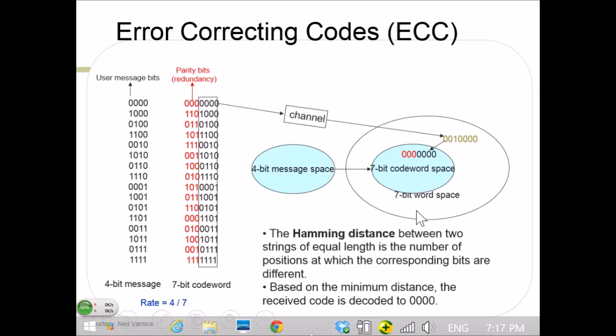So this is a crude one. Essentially we have a list, and we are computing the Hamming distance, doing all the possible combinations. But in reality, we do more sophisticated decoding.